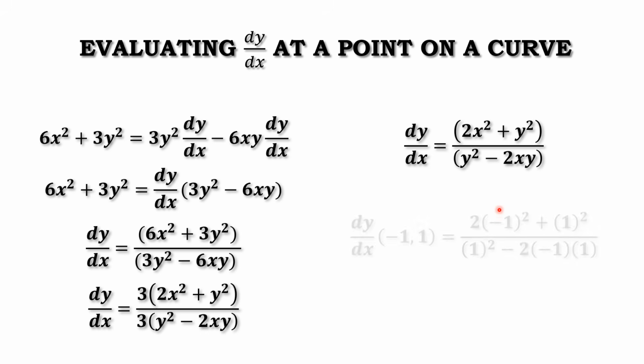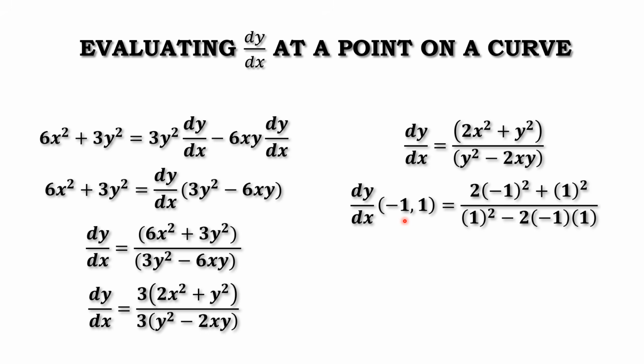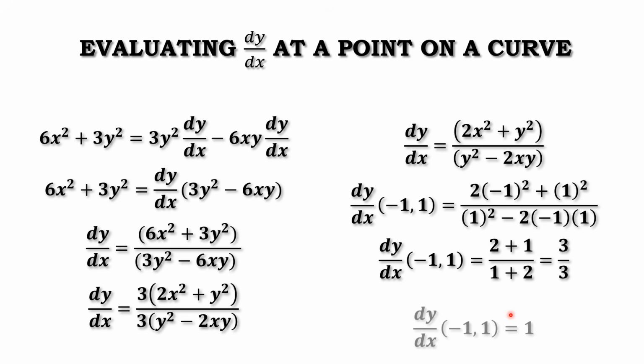But we are supposed to find dy/dx at the point (-1, 1). That is, x is -1, y is 1. So we substitute x as -1 and y as 1 in each of the terms, then simplify both the numerator and the denominator for us to have our final result as 3 over 3, which means dy/dx at the point (-1, 1) is equal to 1.